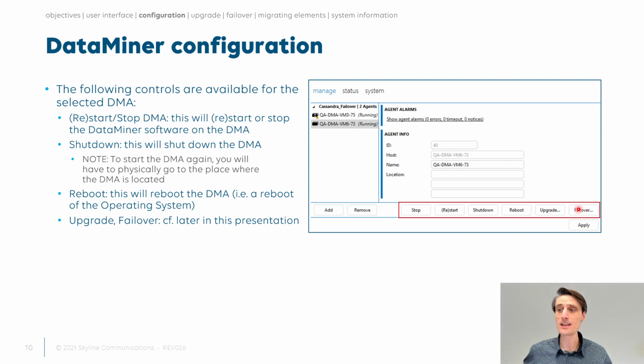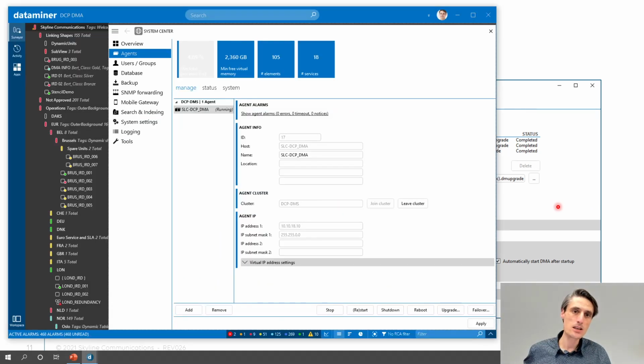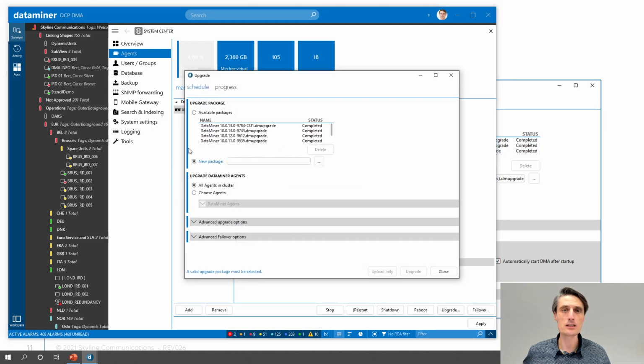And then we have that upgrade and failover. That's something we will take a closer look at with, first of all, that upgrade. So how do I upgrade my DataMiner system? Well, you need to go to that DataMiner agents page. You select any DataMiner agent. So if you have multiple ones, doesn't really matter. You just click on any of them. You right click and you go for upgrade.